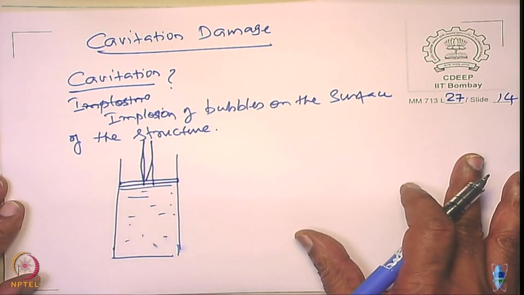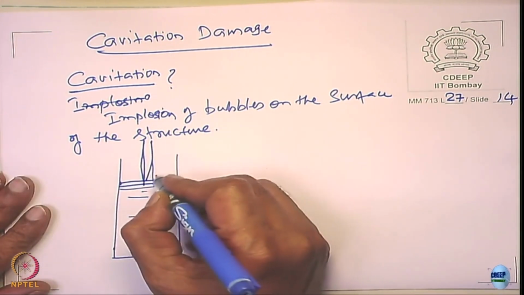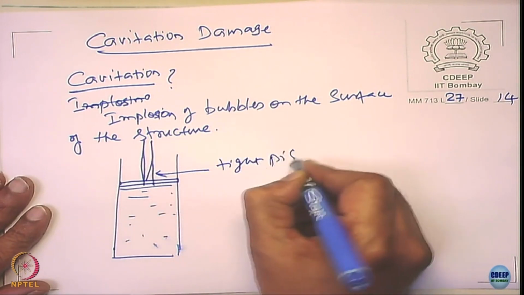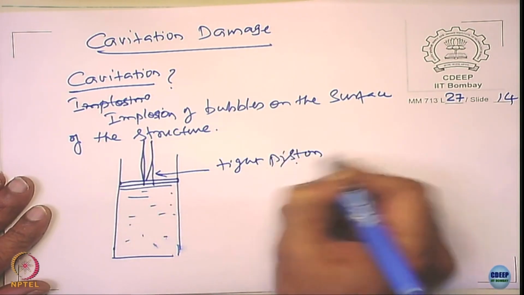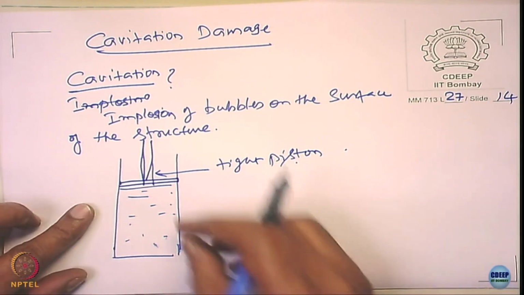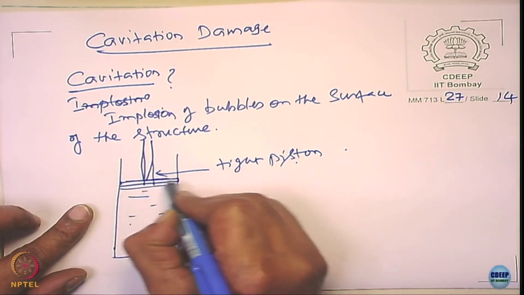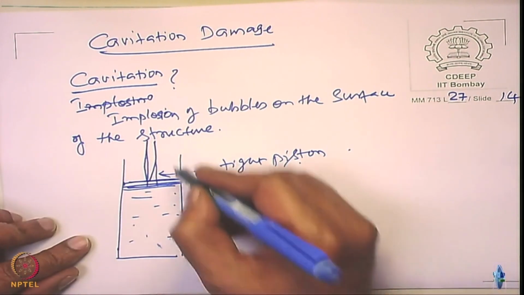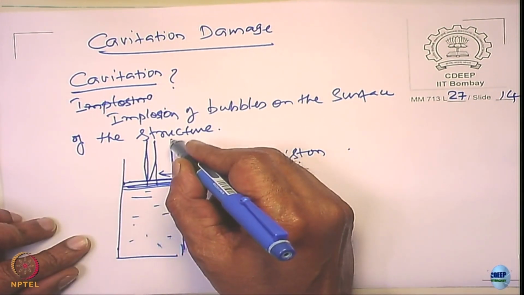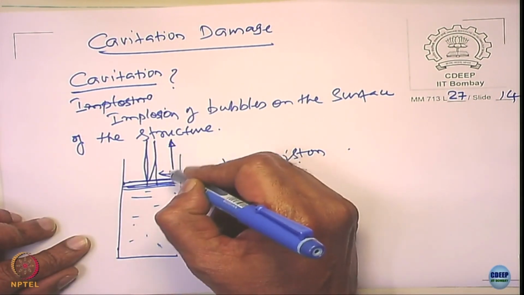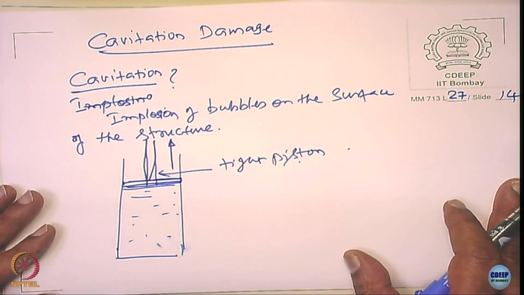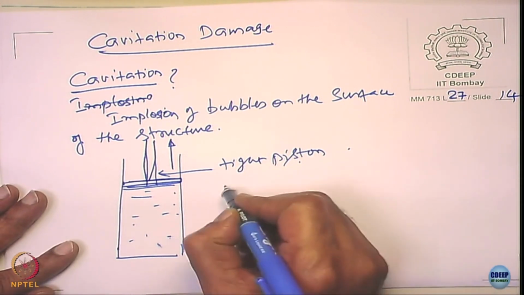So, it is in contact with a tight piston, right. So, you have water and I have a tight piston. When you move this piston up, what happens? The pressure reduces, right.